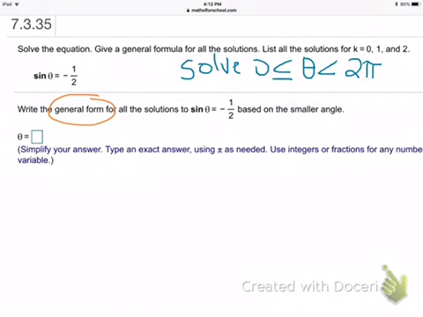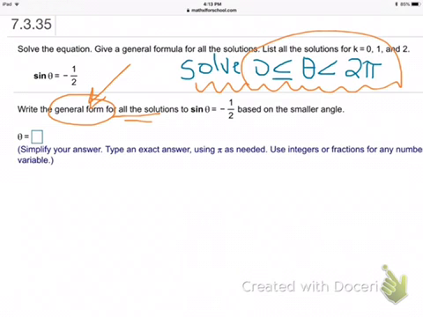Many of the trig equations that you've seen so far, the directions ask you to solve in just one trip around the unit circle. And then towards the end of the assignment, it asks for what's called the general form for all the solutions based upon the smaller angle.